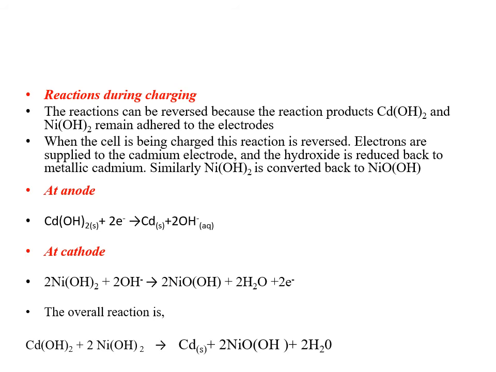Reaction at anode: cadmium hydroxide plus 2 electrons gives cadmium plus 2OH minus. Reaction at cathode: 2NiOH twice plus 2OH minus gives nickel oxyhydroxide plus 2H2O plus 2 electrons. So the overall reaction is given as cadmium hydroxide plus nickel hydroxide gives cadmium plus nickel oxyhydroxide plus 2H2O.